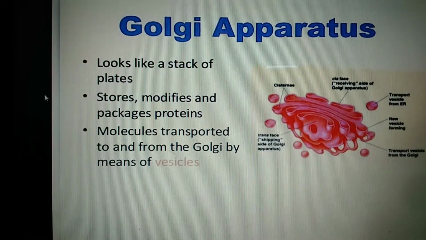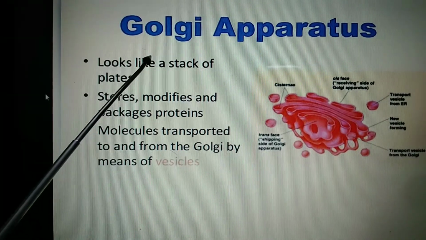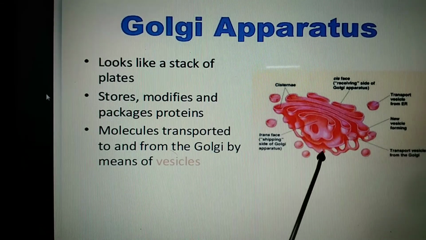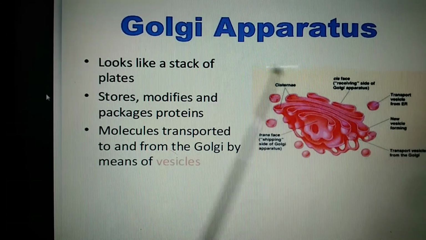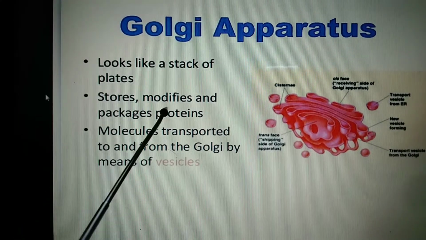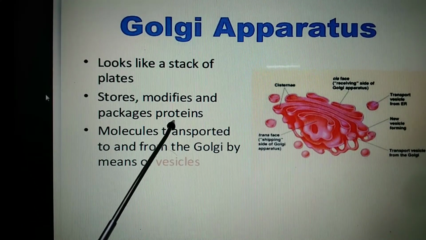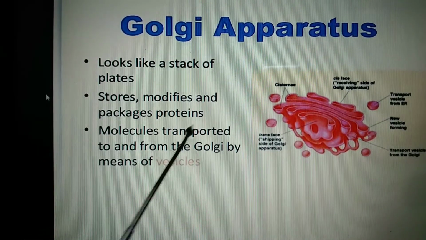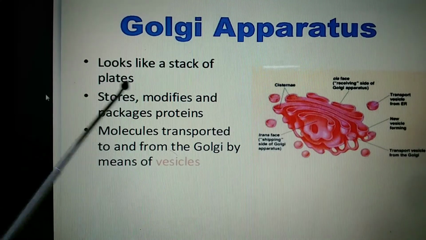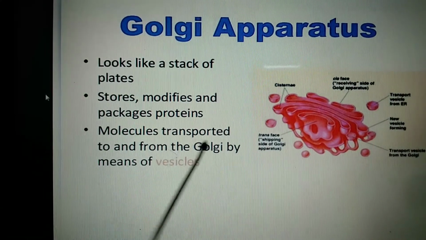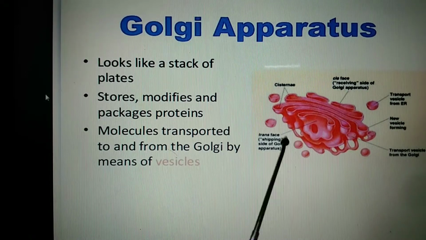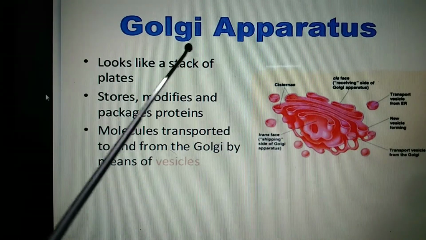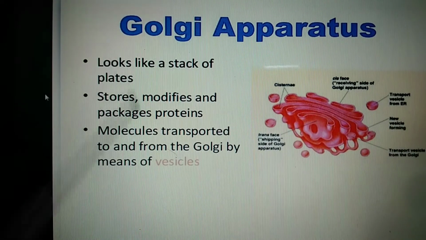The next cell organelle is the Golgi apparatus. The Golgi apparatus looks like a stack of plates. The main function of the Golgi apparatus is to store, modify, and package proteins that are formed by the ribosomes. These molecules are then transported from the ribosomes to the Golgi apparatus by means of vesicles. These are a few vesicles being transported from the ribosomes and then transferred to the Golgi apparatus for packaging.